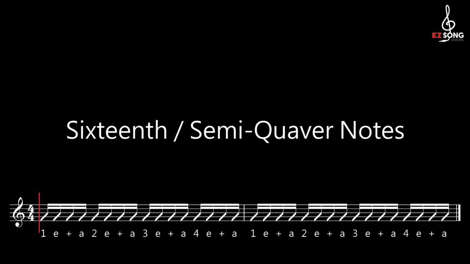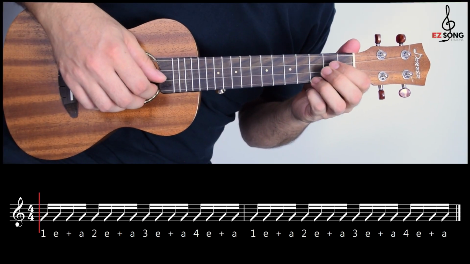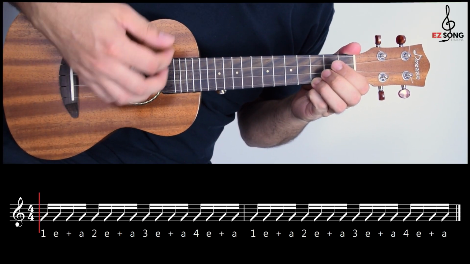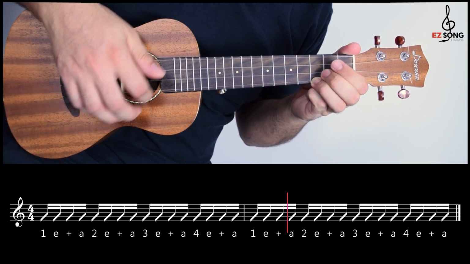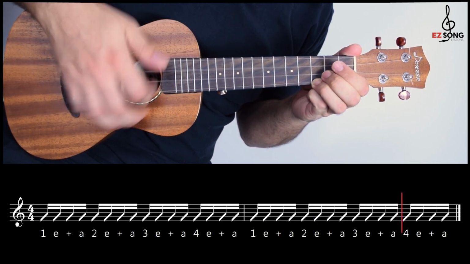We need to add extra sounds in between our 1, 2, 3 and 4. Now we already have the word "and" in between 1 and 2 and 3 and 4 and, but we're twice as fast now, making it 1 e and a, 2 e and a, 3 e and a, 4 e and a.